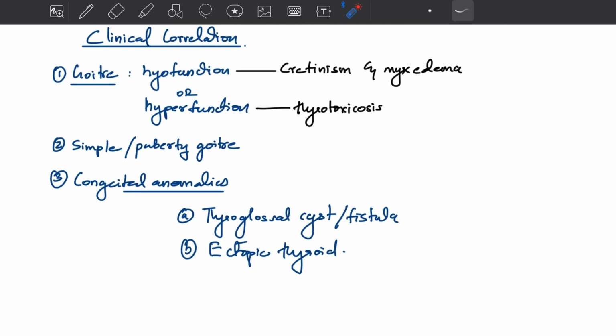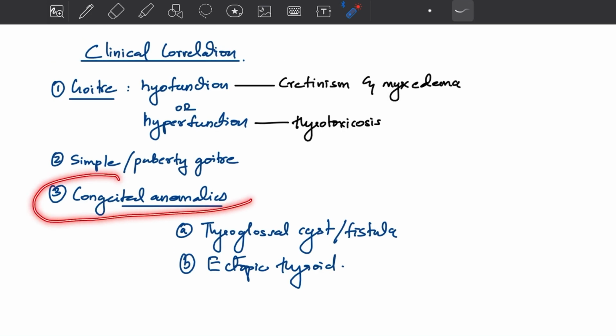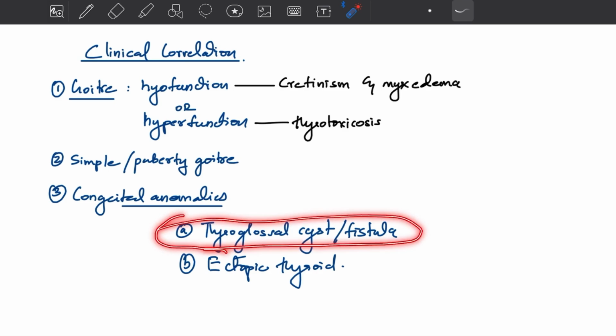Congenital anomalies are anomalies which have occurred due to improper development of the thyroid gland during intrauterine life, and this can cause associated diseases like thyroglossal cyst or fistula or ectopic thyroid.